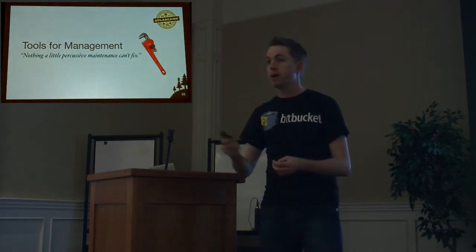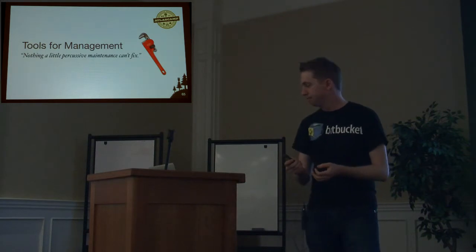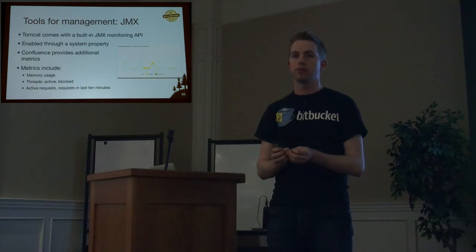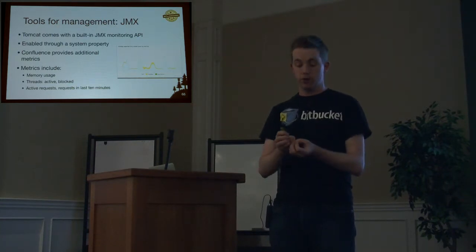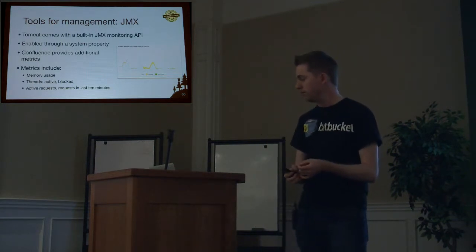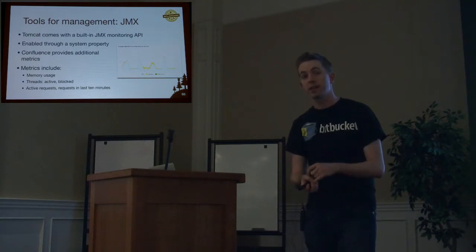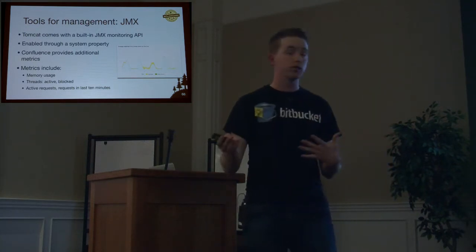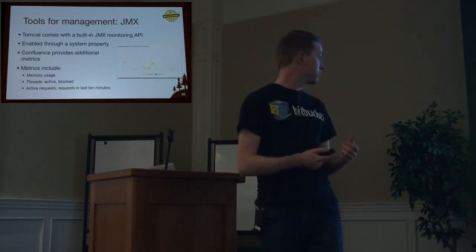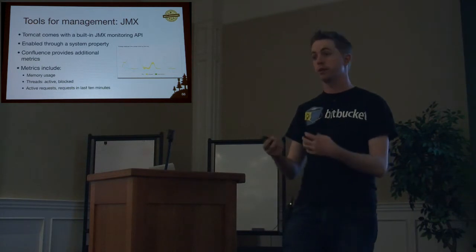So lastly, I want to talk about tools for management and monitoring. The first one is the JMX interface that comes with Tomcat. Tomcat has quite an extensive JMX API that can be turned on, and Confluence adds some additional behavior to that. With the JMX API, you can hook that into an analytics tool like New Relic, which is the graph example on the right there. It gives you lots of information about the memory usage, the request threads, and so on, so you can see what's happening on the system.